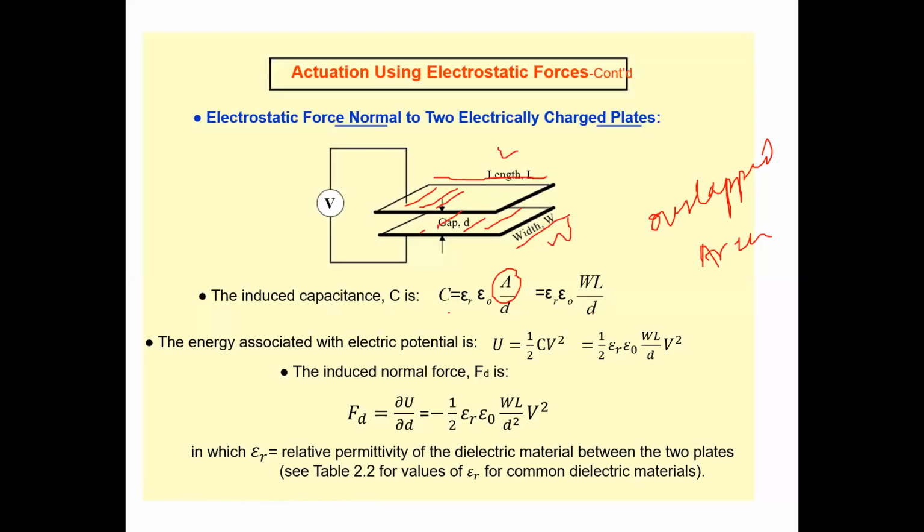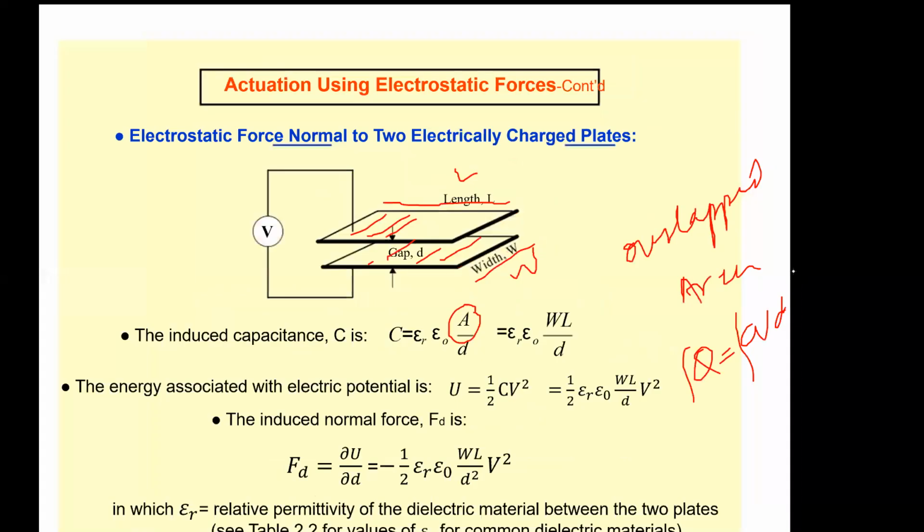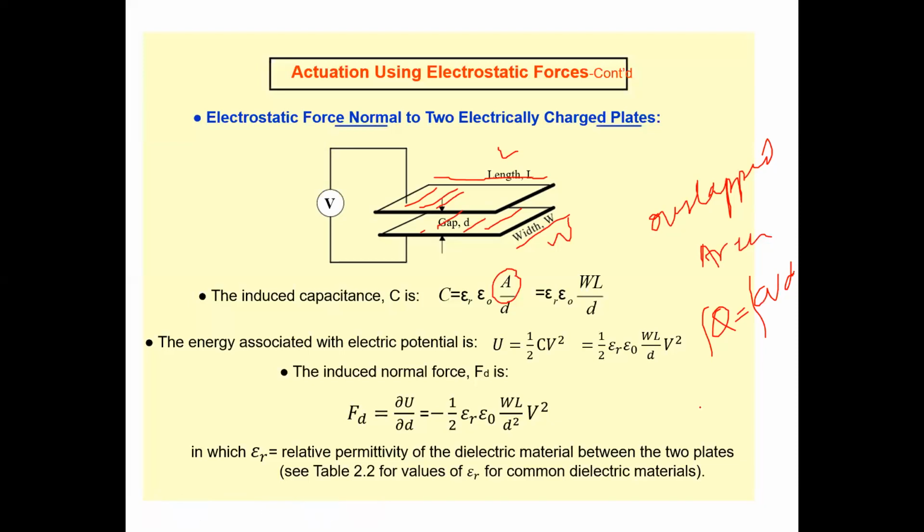Now this is basically the capacitance, and there is some charge as well, that is Q. The energy associated with the electric potential is the integral of Q dV, and we know Q is CV. So the potential energy U will be half CV square, which is half epsilon R epsilon naught W L over D into V square.